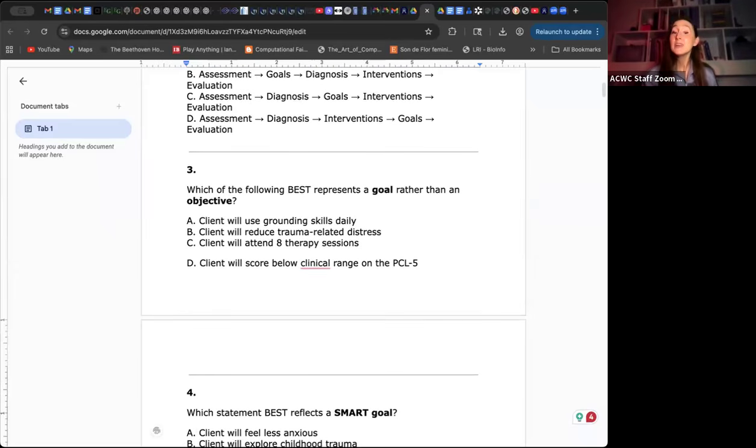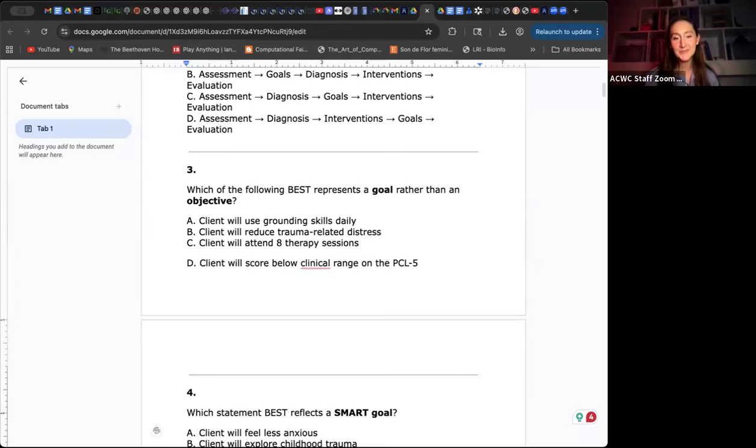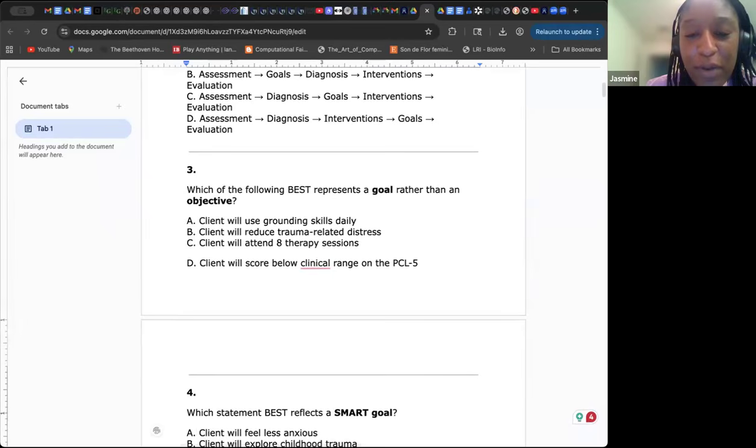All right, what about 3 is a good one. Believe it or not, 3 is a good one. This one can trip up people. I can take that one. Thank you, Jasmine. Which of the following best represents a goal rather than an objective? So basically, which of the following is a goal and not an objective?